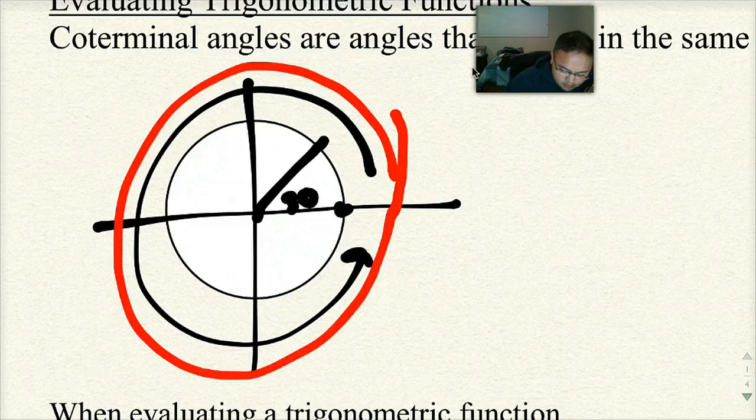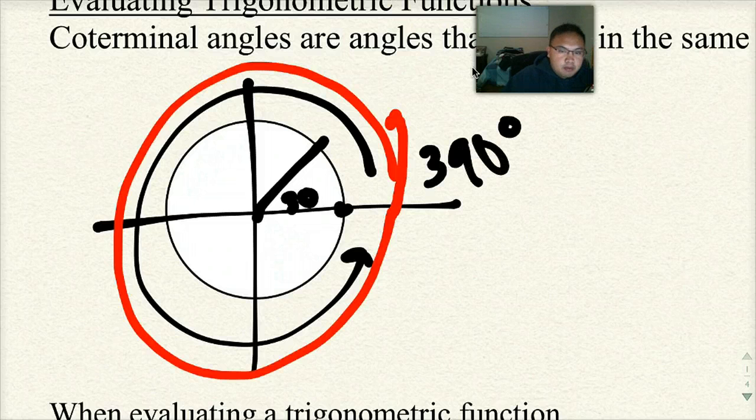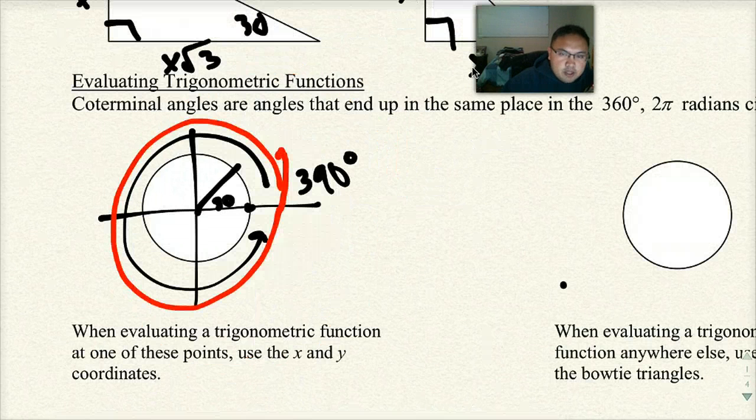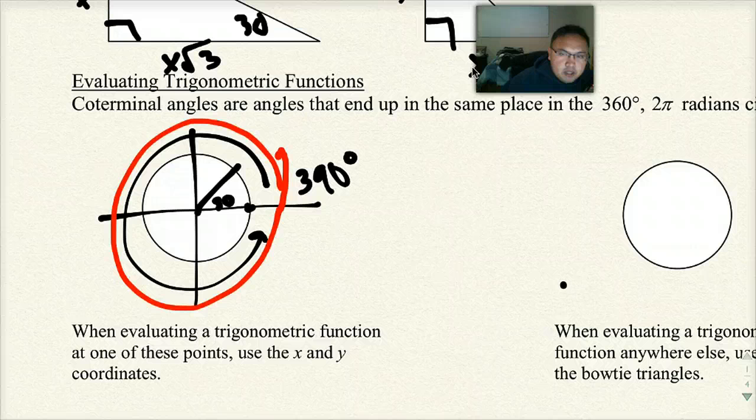If I go all the way around and hit 360 and go 30 degrees more, that becomes 390 degrees. So what I'm saying is that 390 and 30 degrees are pretty much the exact same thing, because I go all the way around and end up in the same area. Same thing goes for radians. I just gave this example in degrees because everybody likes and remembers degrees.